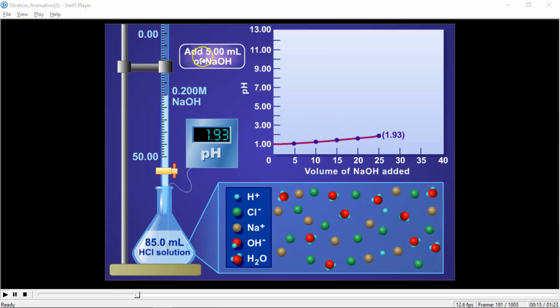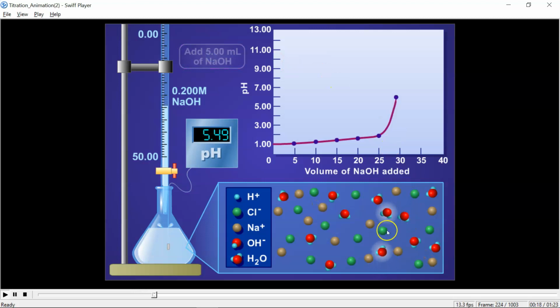I'm going to continue adding more NaOH, and the moment we neutralize the last 2 HCl's, the pH skyrockets to a pH of 7, because pH 7 means you're completely neutral, you have no more acid, no more base, it's just water and the salt floating around, which is the case we have here. This is known as the equivalence point, but as I mentioned earlier, the equivalence point is practically impossible to reach.